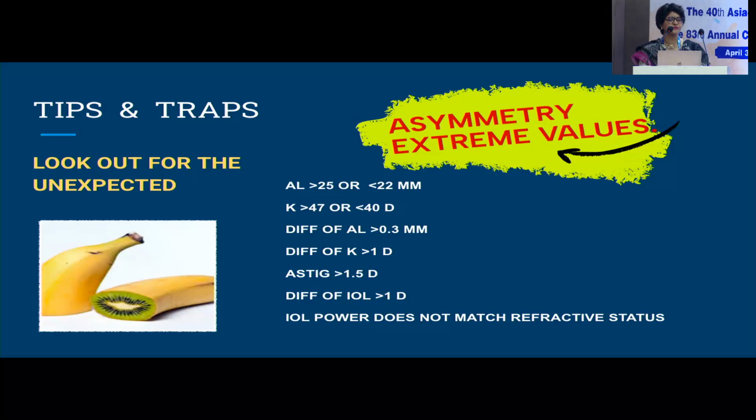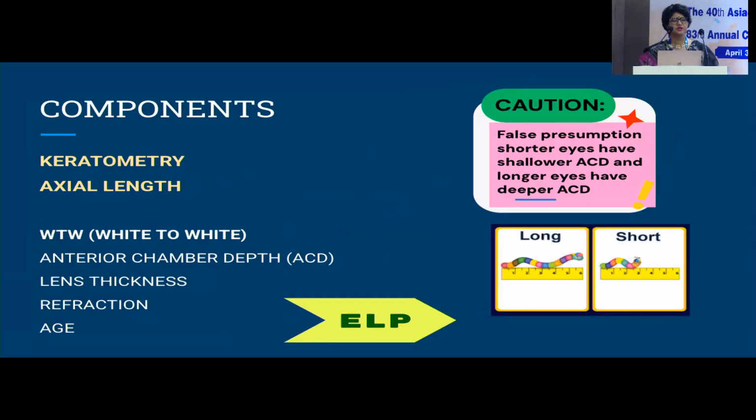For instance, if you have an asymmetry in the two eyes or you have extreme values, you must repeat and double check these readings. So if you have an axial length of less than 22 or greater than 25 millimeters, a keratometry which is too flat, less than 40, or too steep, more than 47, a difference in the two eyes of axial length more than 0.3 millimeter, or a keratometry of greater than 1 diopter, an astigmatism which is over 1.5 diopters, a difference in the IOL power calculation of more than 1 in the two eyes, then always repeat and confirm your readings.